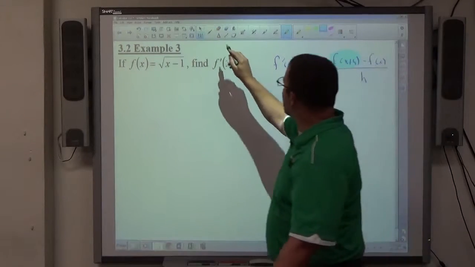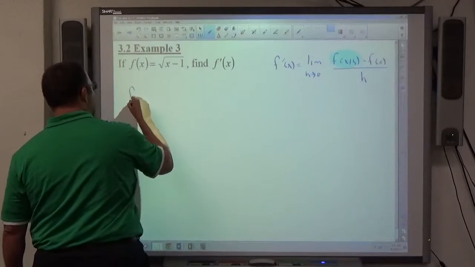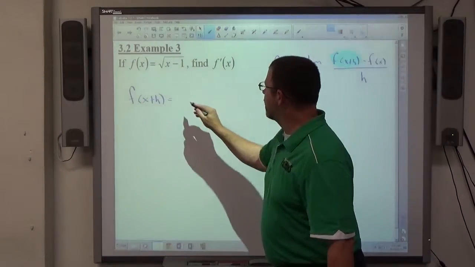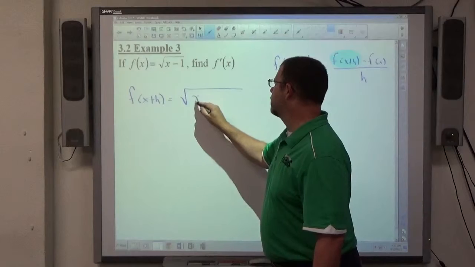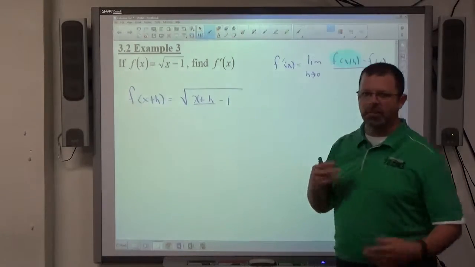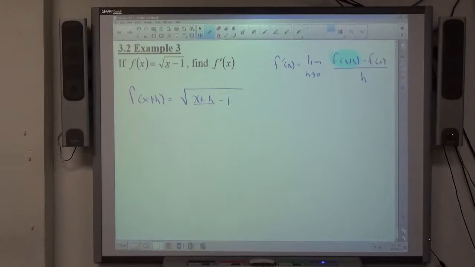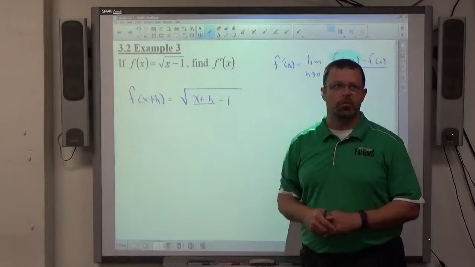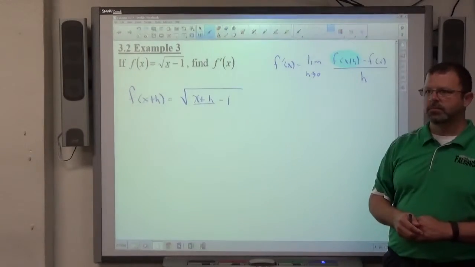So if I go over here to my function and establish what f of x plus h would look like and simplify it as much as possible, I'm going to get the square root of x plus h minus 1. This x changes to an x plus h. That's all you do. You don't make separate radicals or anything weird like that. It's just one radical, x changed to x plus h. I can't make x plus h minus 1 any simpler inside the radical, and I can't take the square root of anything, so that's the simplest form of that expression.